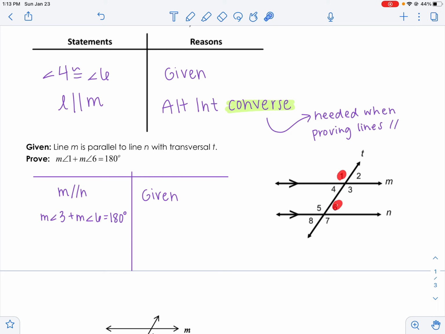1 and 6 aren't anything special. But 3 and 6 I know add up to 180 because they're same side interior. That's my reason. I don't need that word converse. I'm not proving that lines are parallel. Okay, well, I know that 3 and 6 add up to 180, but it wants me to say 1 and 6 add up to 180. So now I'm going to see, do I know anything about 1 and 3? Can I relate 1 and 3?